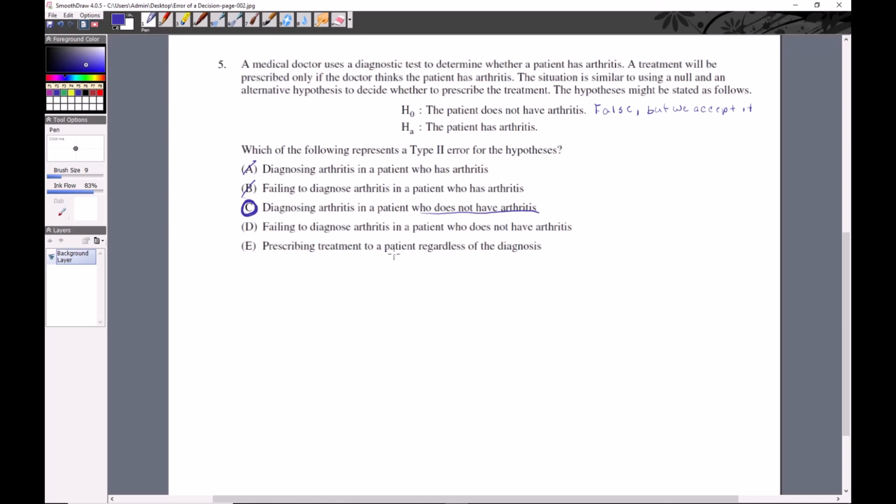Let's try the other ones. I'm going to put myself out there and see if I can confuse myself any further. Failing to diagnose arthritis in a patient who does not have arthritis. How can you fail to diagnose arthritis in a patient who does not have arthritis? That doesn't make any sense. Prescribing treatment to a patient regardless, that's out. That's just a dumb foil. So, H0 is false, but we accept it. They do not have arthritis, we believe they do. So that's C.